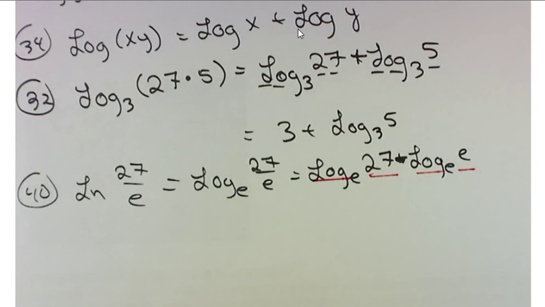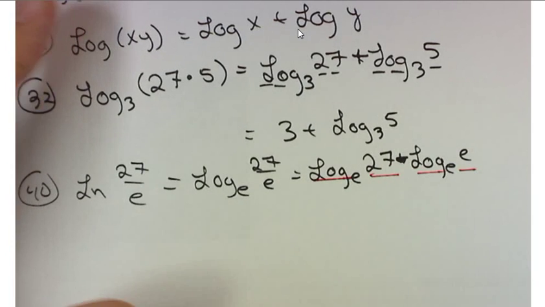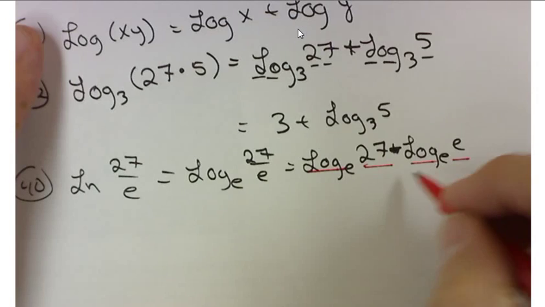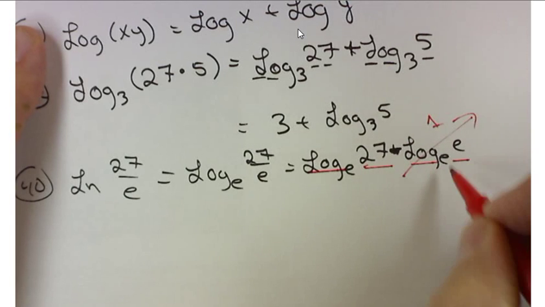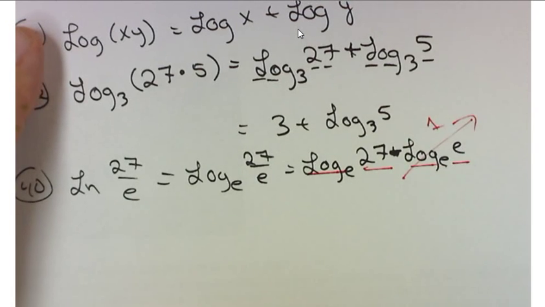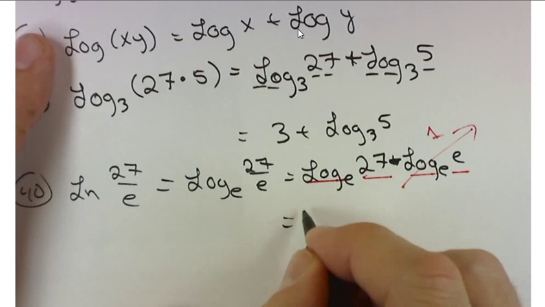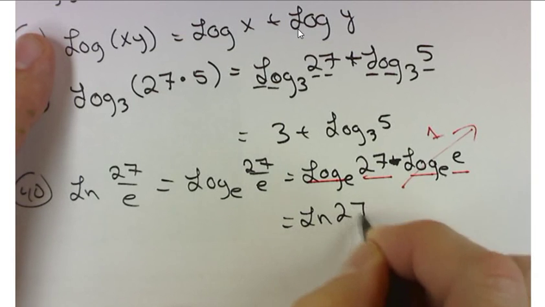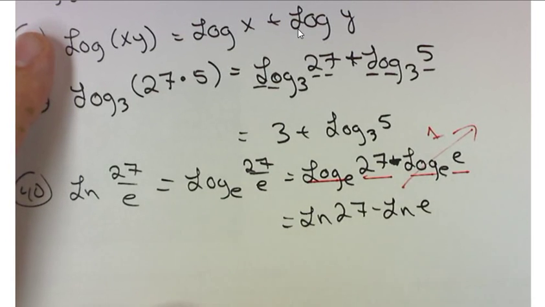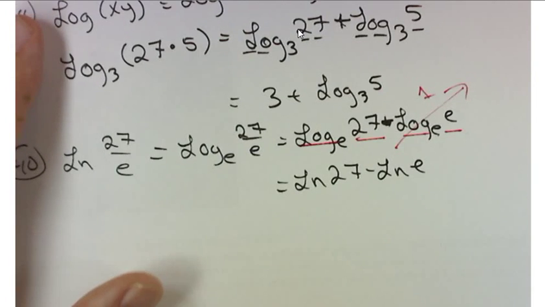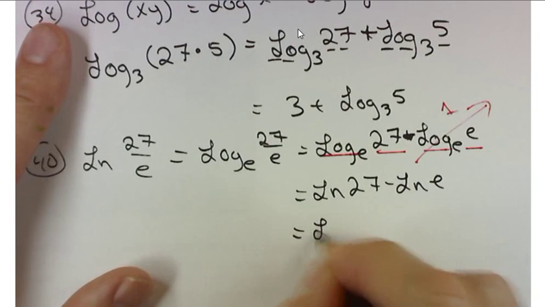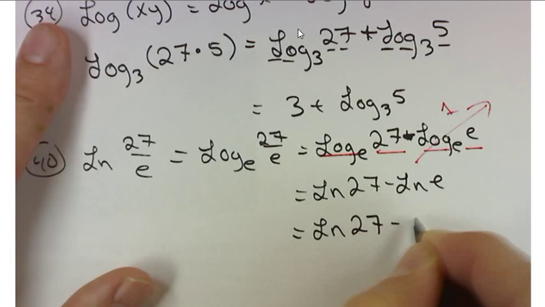Does anyone see what else I can simplify there? That is a 1. What power of e gives me e? Now, there's nothing wrong had you written it as ln of 27 minus ln of e. You could still get the same thing. It's going to be ln of 27 minus 1.